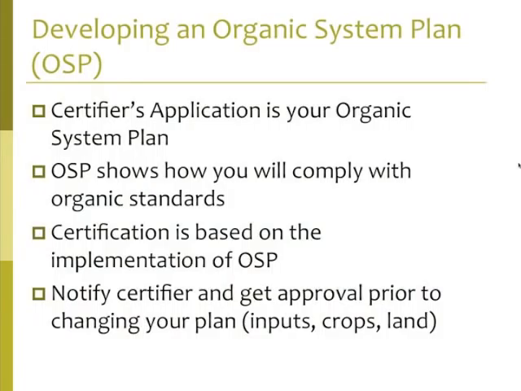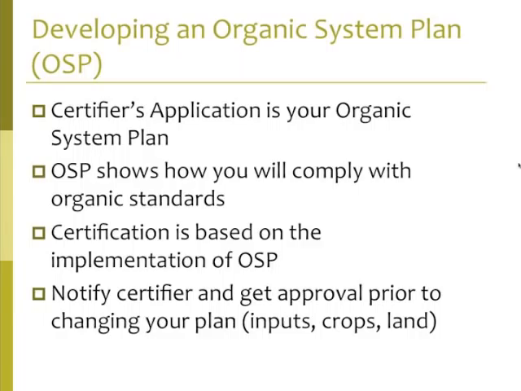Okay, the rest of this presentation will cover the components of the Organic System Plan. The Organic System Plan, in essence, is the blueprint that lays out how an operation will comply with the National Organic Program regulations. The Organic System Plan must be verified and approved by a certifier in order to achieve certification. And fortunately, producers don't need to come up with an Organic System Plan from scratch on their own.